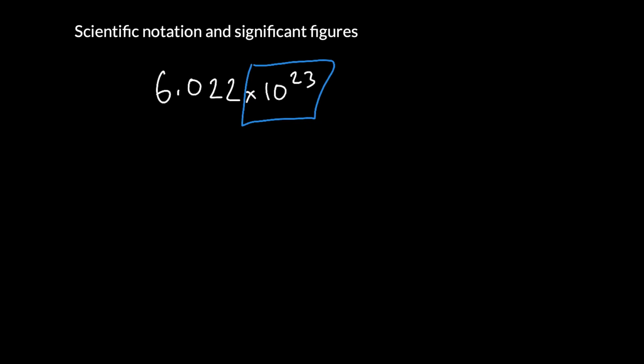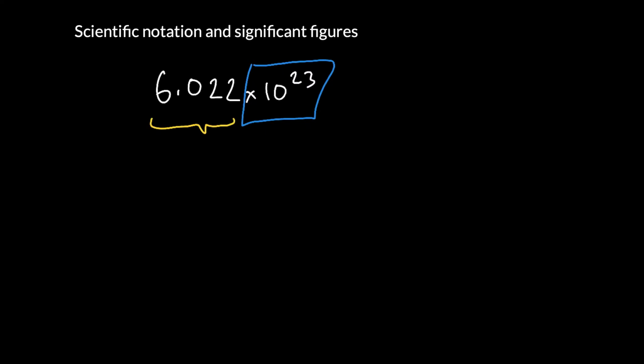So let's look at how we can determine the number of significant figures a number has when written in scientific notation. So if we have a number like 6.022 times 10 to the 23, the rule basically goes something like this. The times 10 to the 23 is the part that controls the movement of the decimal place, but doesn't affect the precision of the number.